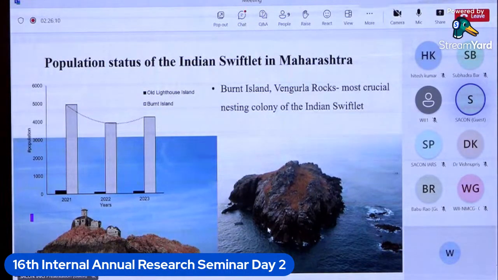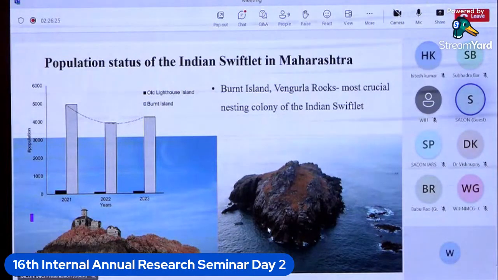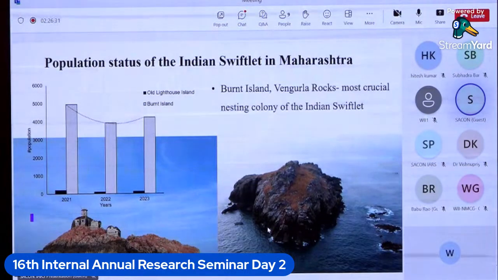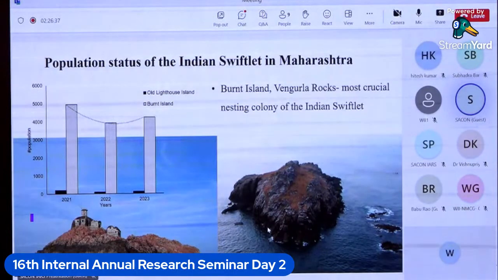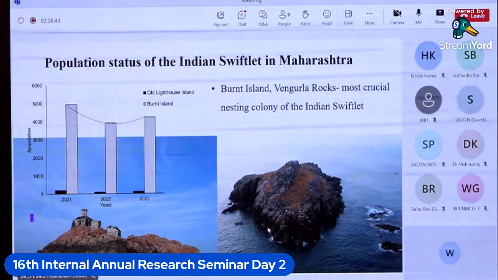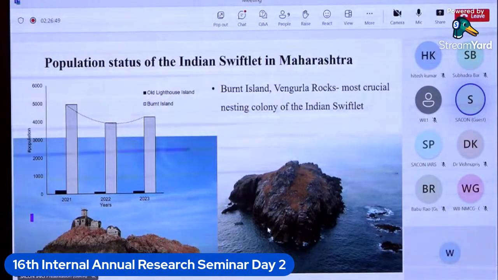Population status of Indian swiftlets. Burnt Island and Bengal are the largest breeding colony of this species in the world. Along with the island is also one of the British colony, and because this study was conducted from 2021 to this year, we see a slight decline in population, and we are trying to figure out why this decline has taken place. But as of now, we anticipate that the cyclones which came in 2021, Nisarga and Fountain, must have affected the population. There have been a lot of such incidences where swiftlet populations have been affected by cyclones.